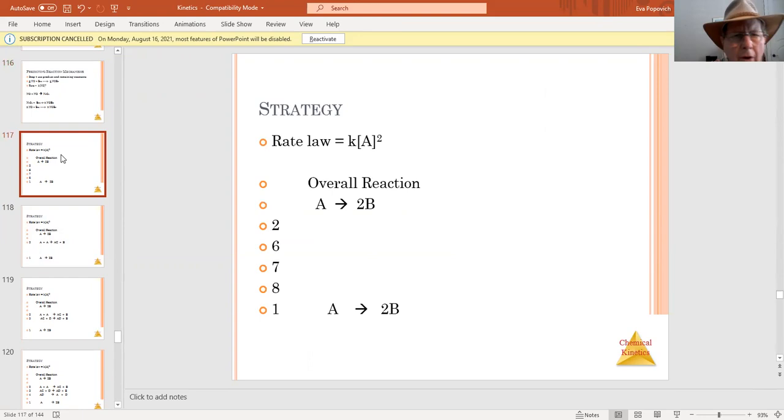Now, we have to use the rate law as one of our steps because the rate law comes from the slowest step, so it has to be part of the mechanism. So I have to give you two things: the rate law and the overall reaction. In my overall reaction here, I've got A going to 2B. So I've got to figure out how I'm going to go from A going to 2B using my rate law. Since the order with respect to A is 2, I have to have A plus A in one of my reactions.